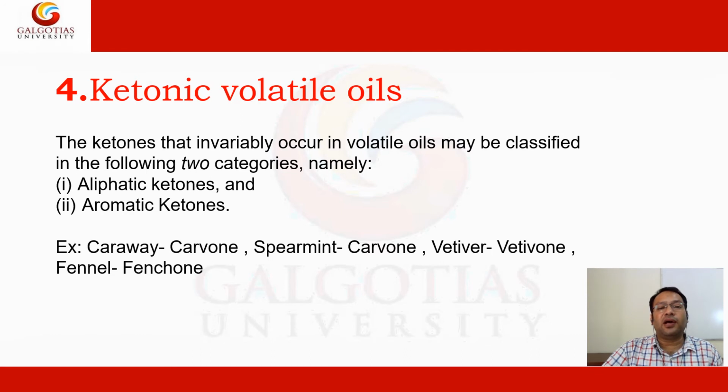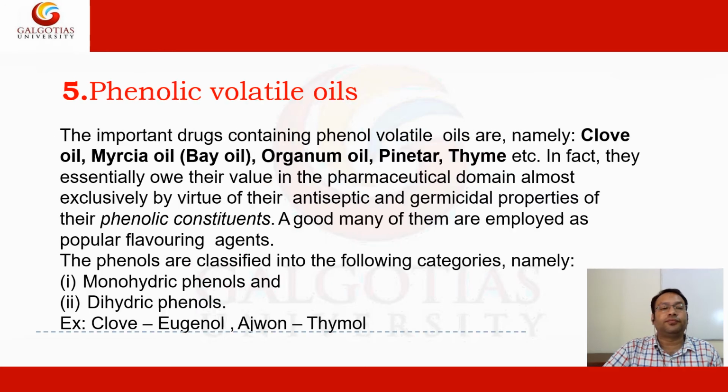Ketonic volatile oil. The ketones that invariably occur in the volatile oil may be classified in the following two categories, namely aliphatic ketones and aromatic ketones. Examples: caraway, which contains carvone, spearmint, which contains also carvone, vetiver like vetivone, fennel, which contains fenchone.